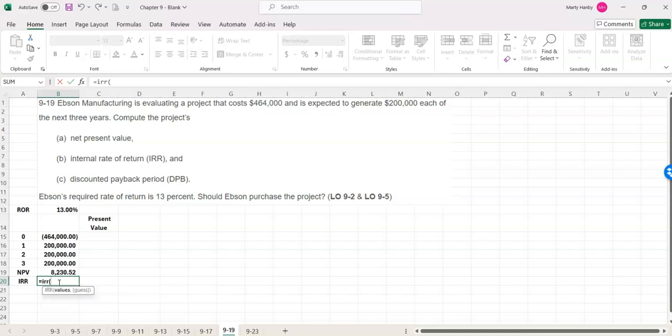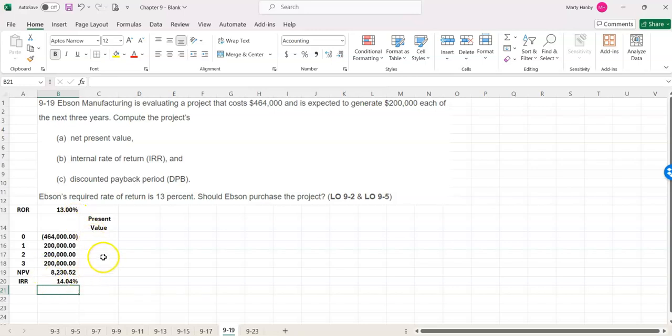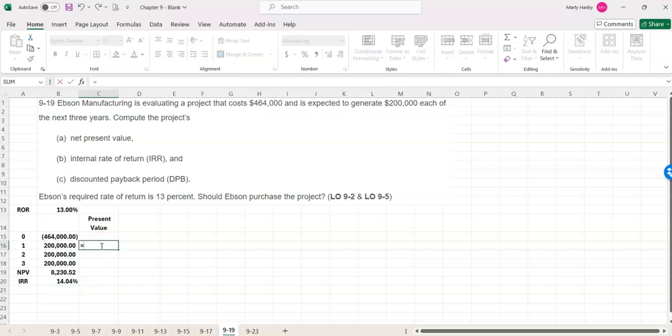The IRR equals IRR, and we just capture all of the cash flows. We get 14.04%, which is greater than 13%. So now to calculate the discounted payback period, we have to present value all of the cash flows.